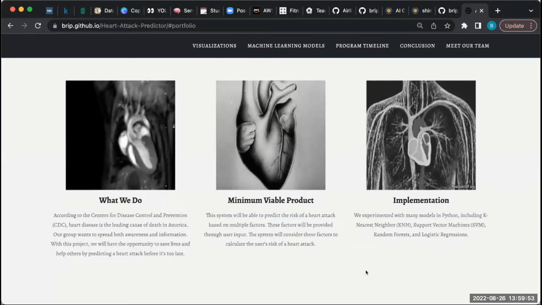through user input. These factors are calculated to predict the user's risk of a heart attack. We experimented with many models in Python, including KNN, SVM, random forest, and logistic regression.